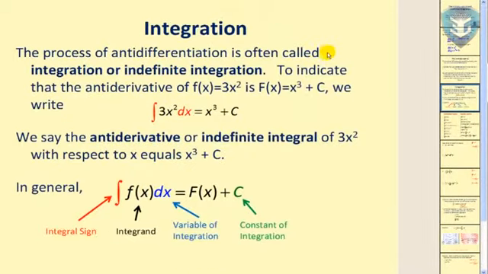The process of anti-differentiation is often called integration or indefinite integration. To indicate that the antiderivative of f of x equals 3x squared is big F of x equals x cubed plus c, we write it using this notation. We say the antiderivative or indefinite integral of 3x squared with respect to x is equal to x cubed plus c. This symbol here is called the integral sign. This function f of x is called the integrand, and this dx on the end represents the variable of integration. Big F of x is our antiderivative, and c is the constant of integration.